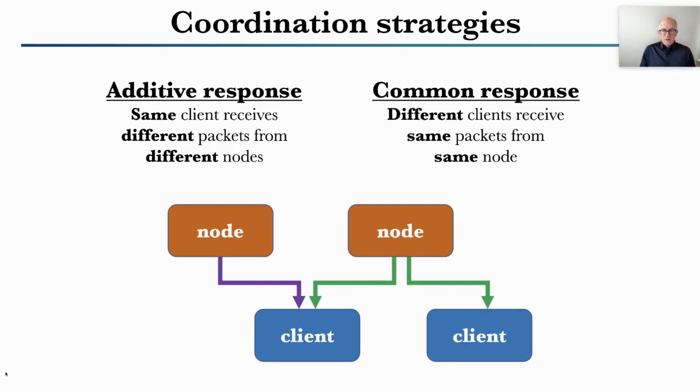Common response is also very important. This is when different clients receive the same packets from the same node. So for example, on the bottom right, the node is supplying the same green packets to both clients for the same object. And this is important for caching efficiency. And it's also important for signaling and response efficiency, as it sends the request up the stack just once and receives one response back to this node before it provides the responses back to the clients.